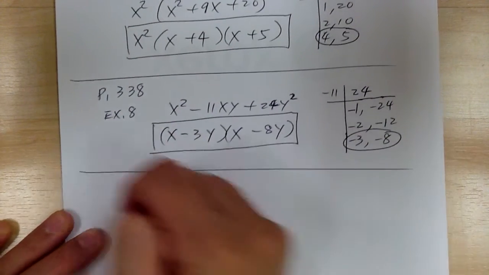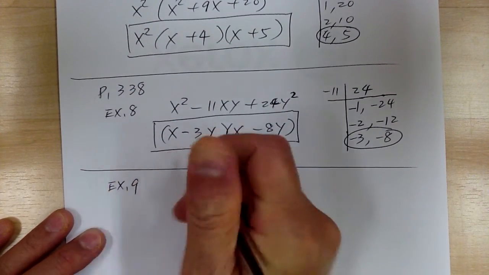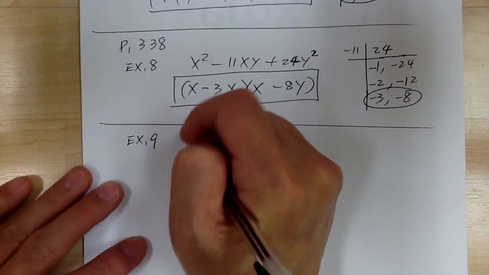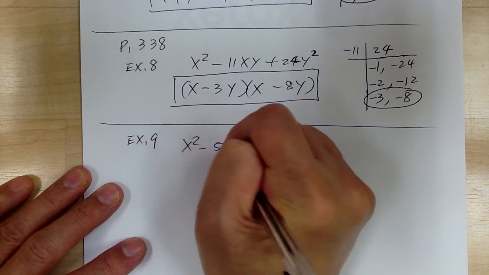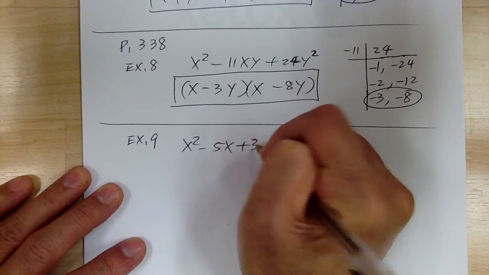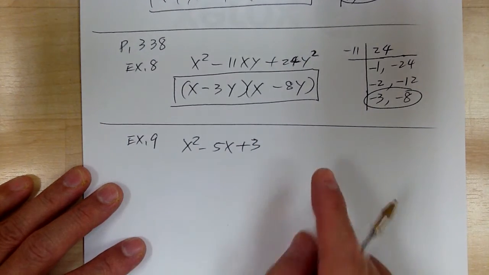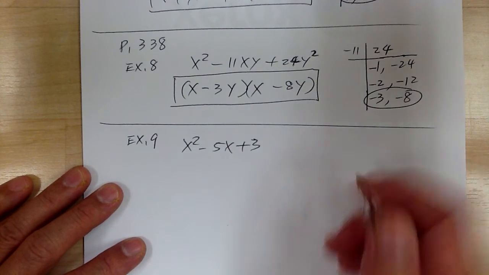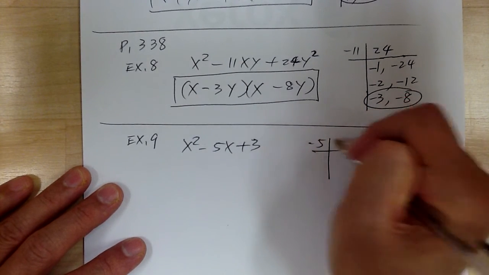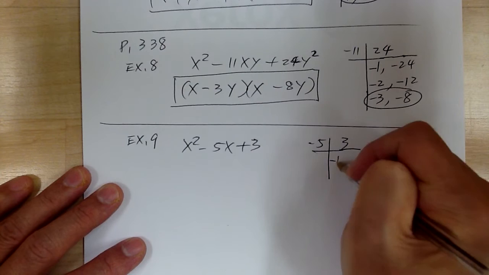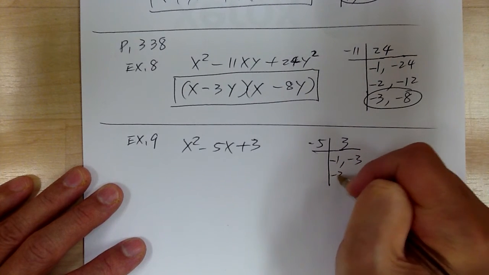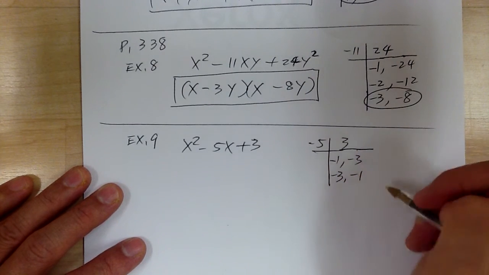Okay, let's go to example 9. Example 9, you have x squared minus 5x plus 3. So step 1, common factor cannot. Step 2, perfect square. This is not a perfect square. So step 3, cube. This is not a cube. So step 4, master product. So you start with negative 1, negative 3, and you got negative 3, negative 1. And that's it. That's all you can do.